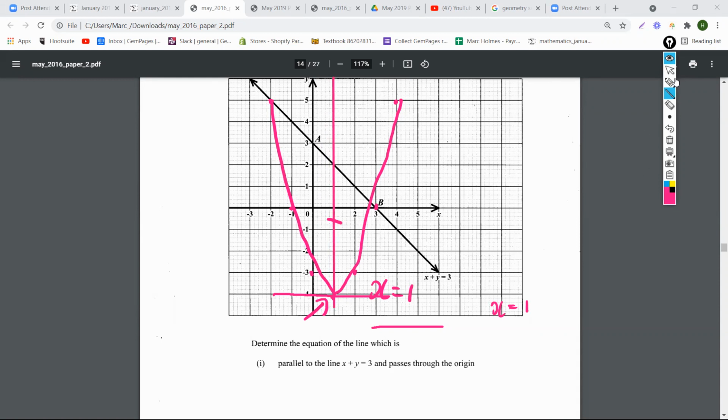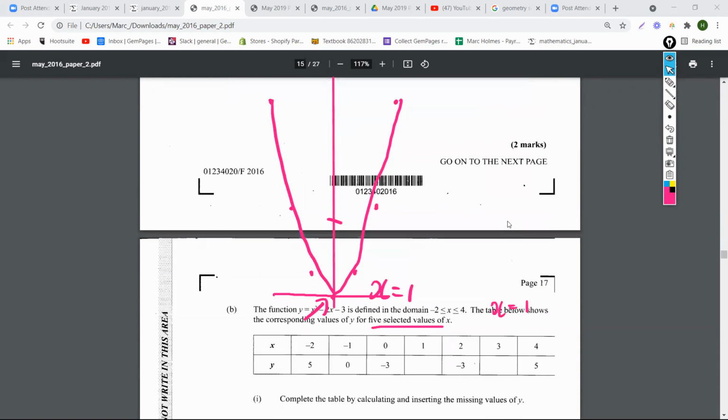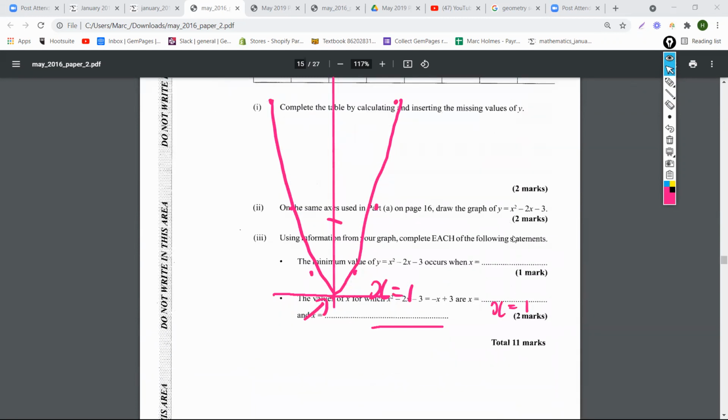I think that makes sense. So they asked us that in the question: find the value, the minimum point, that's where x is equal to 1.